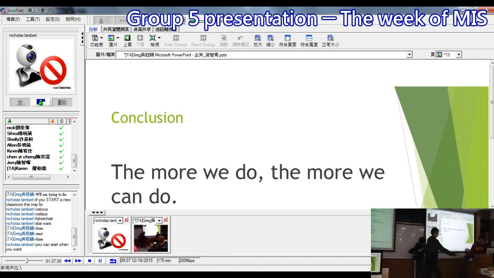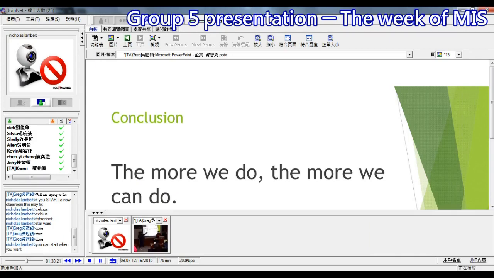Now a conclusion. We learned a lot from the week of MIS, and the conclusion is the more we do, the more we can do. I saw these words on the internet, and I think they can represent our feelings and our minds. So when we have a plan, it's nothing if we don't start to do it. And when we start to do it, we will know what we actually can do. And we will find where we can do better or where we can do more. So the more we do, the more we can do. Okay, thank you.